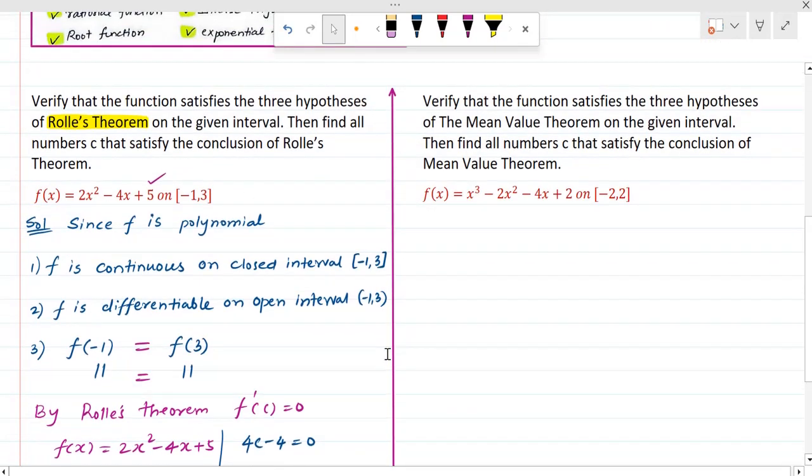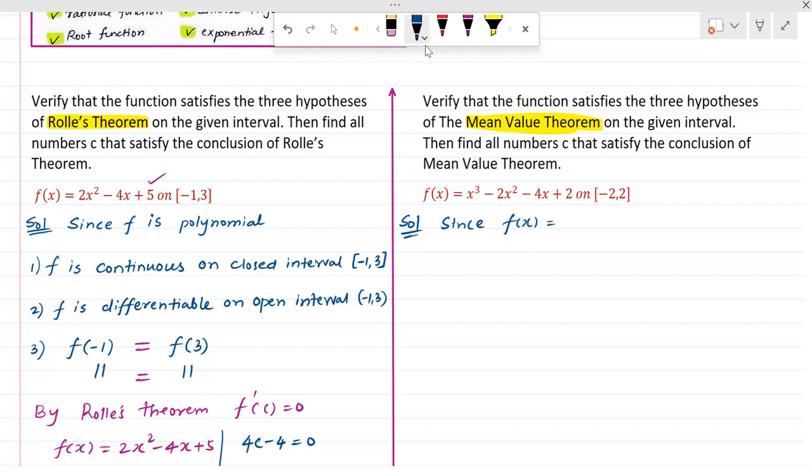Now let us start with the mean value theorem. In the question, verify the three axioms of the mean value theorem and then find the value c that satisfies the conclusion of the mean value theorem. So it is a cubic equation here. Since the given function f of x is a polynomial, it is continuous on all the real line.